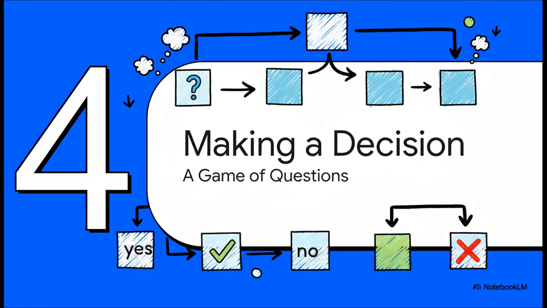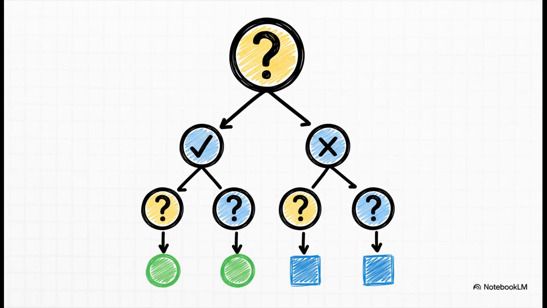All right, so we can predict numbers and we can predict simple choices. But what about more complex decisions that have a bunch of different factors? Well, for that, we can think kind of like a flowchart. And this brings us to the decision tree.